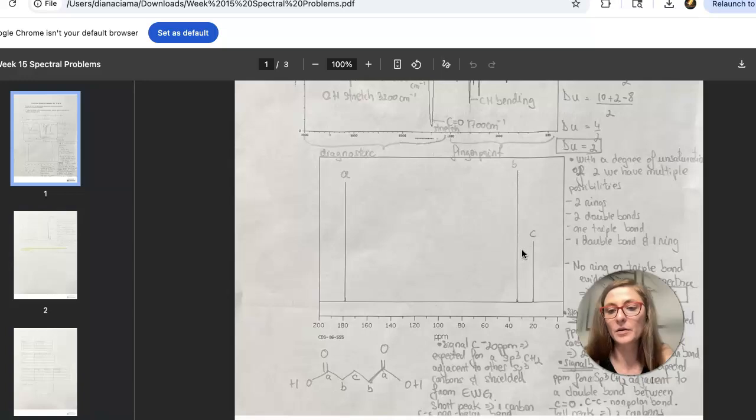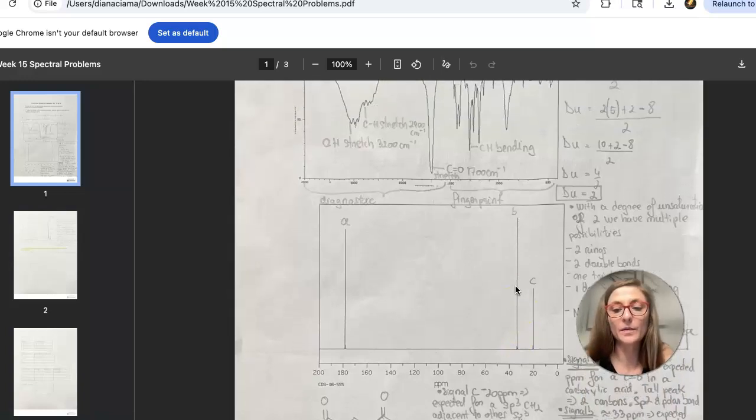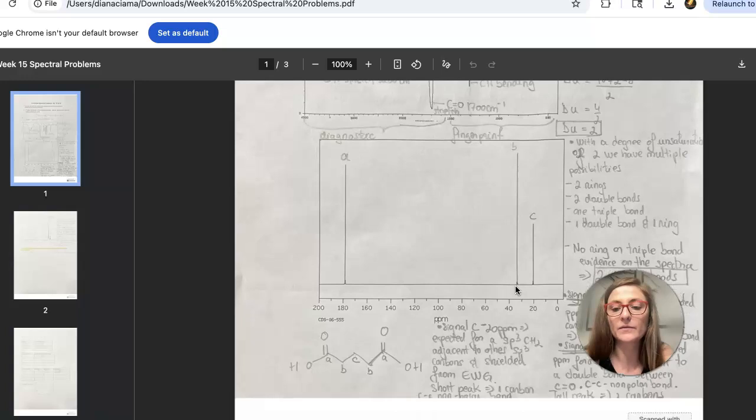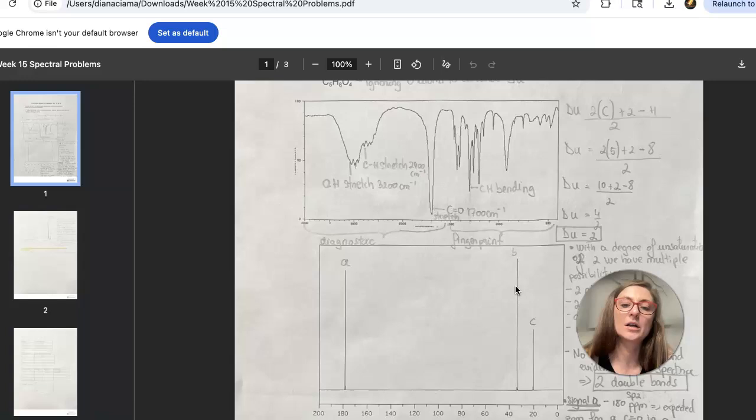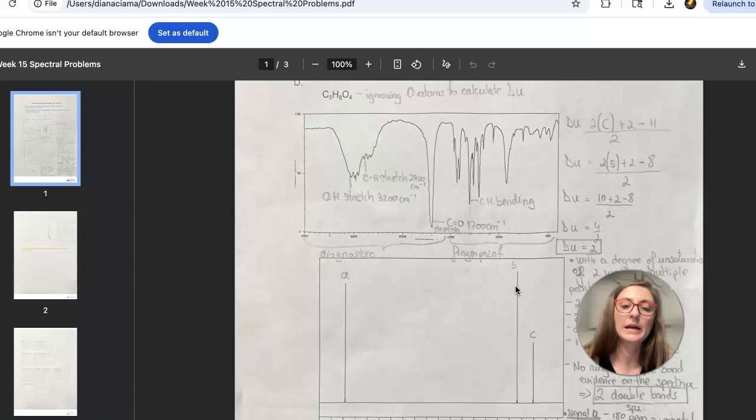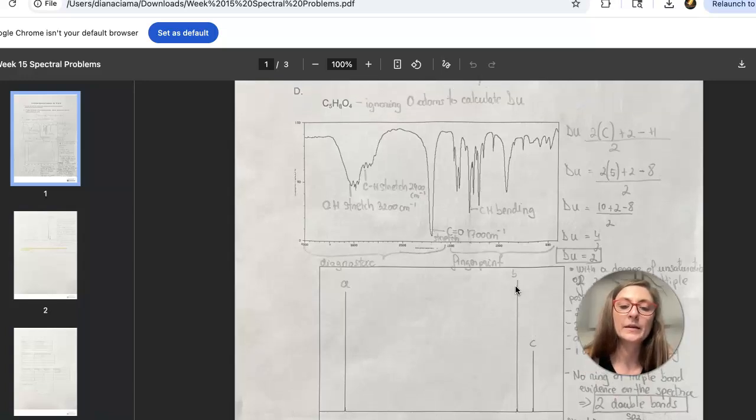With this information, I can draw several conclusions. The molecule could possibly have 2 rings, unlikely due to the total number of carbons, 2 double bonds, 1 triple bond, or a double bond and a ring. Again, very unlikely. I don't really see any evidence for a ring or a triple bond. So then I move on to analyzing the IR spectrum.